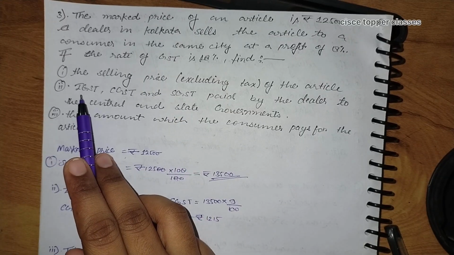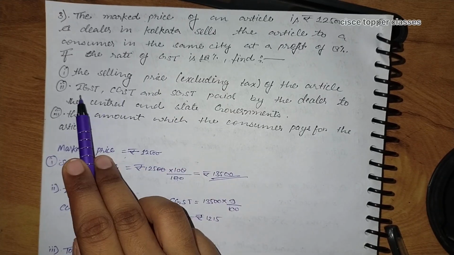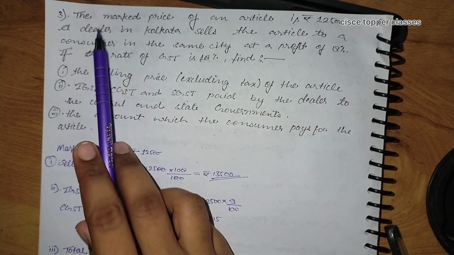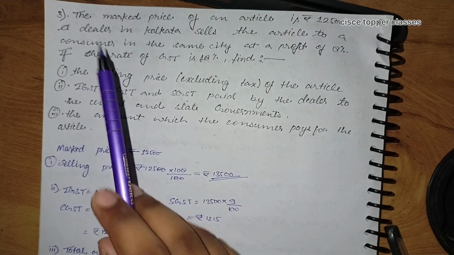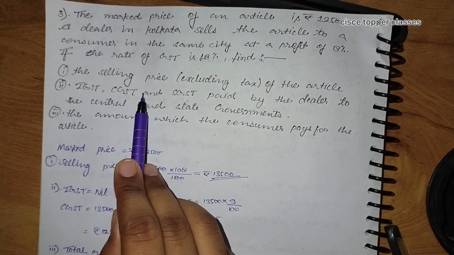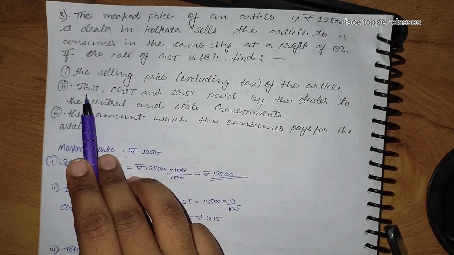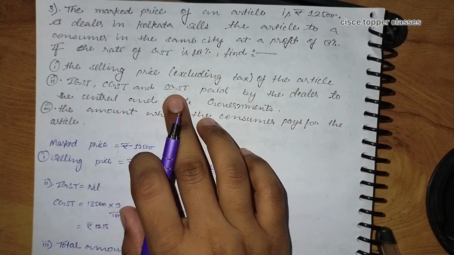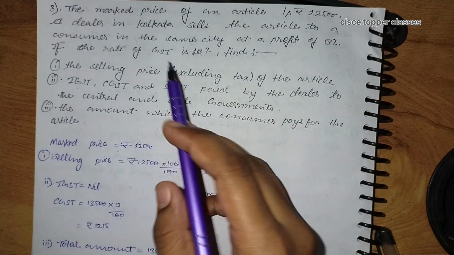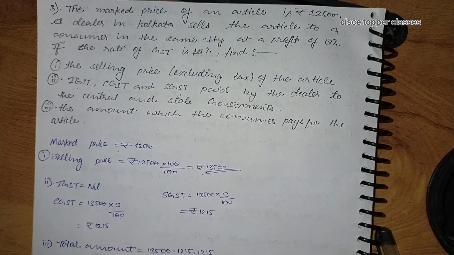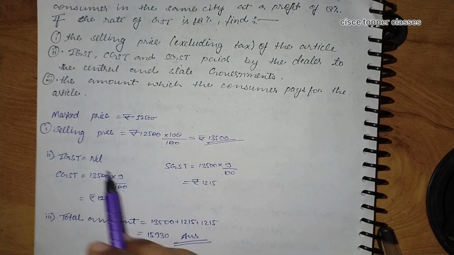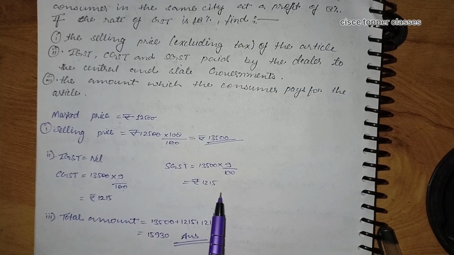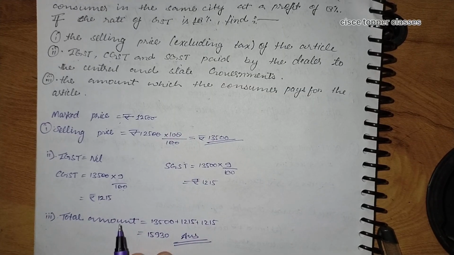Now the second part asks for IGST, CGST, and SGST. We know IGST is for interstate, but here the dealer sells the article in Calcutta only. So we can say here we will apply CGST and SGST. IGST will be null here. So I have written IGST is null, and CGST and SGST will be half of the total GST. GST is given as 18%, meaning 9% each will be divided into CGST and SGST. So 9% of the selling price will be 1215 here. So this is the answer of the second part.